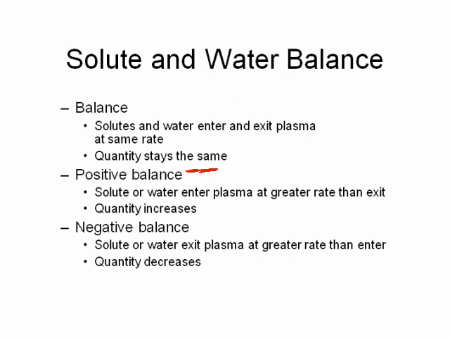If you have a state of positive balance, what happens there is that solute or water enter the plasma at a greater rate than exiting, and therefore the quantity increases. Negative balance is when solute or water exit the plasma at greater rates than they enter, in which case the quantity decreases. And the idea there is to maintain balance. We're generally fluctuating between some minor negative balance and minor positive balance.